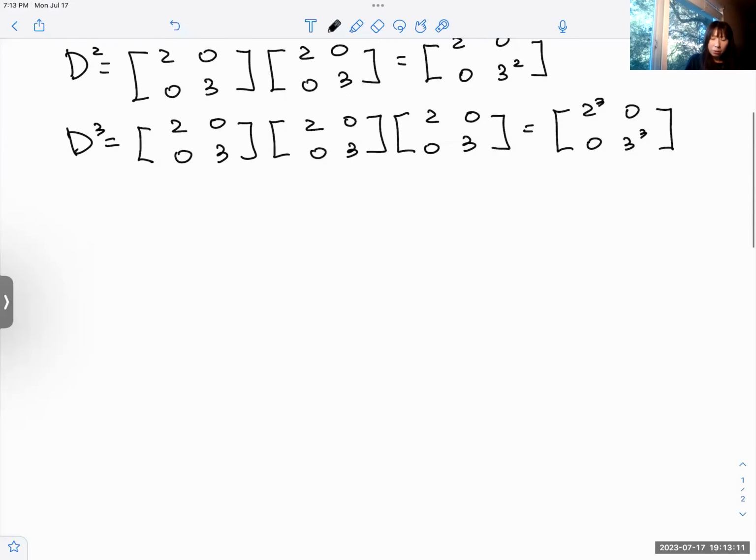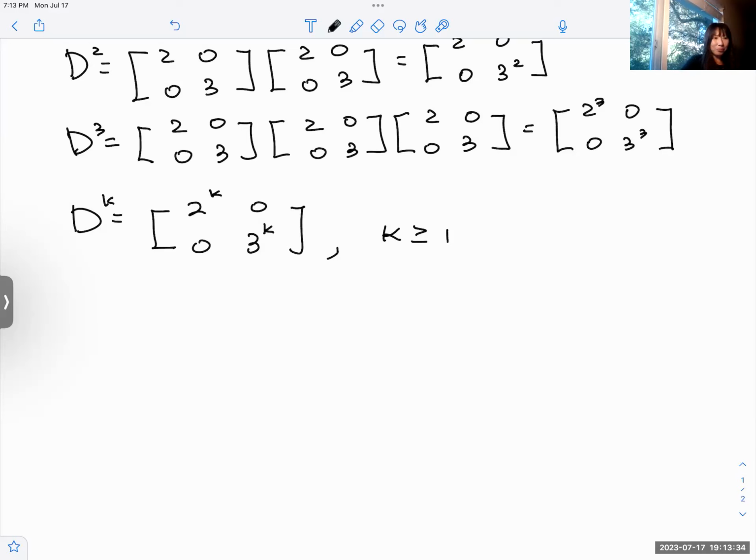Now we can do more, right? Any power of that will be 2 to the k power, 0, 0, 3 to the k power, right? And k must be greater than or equal to 1.